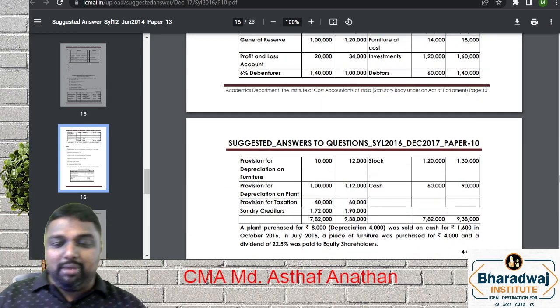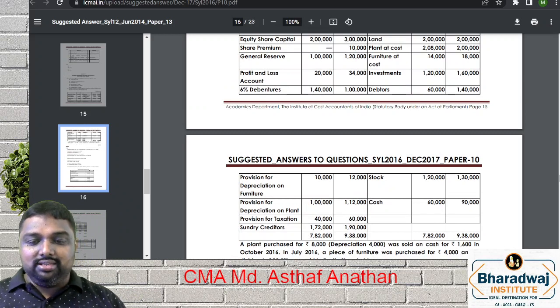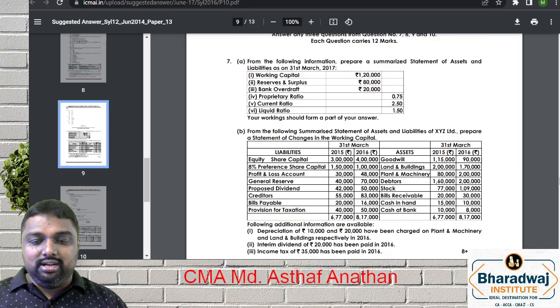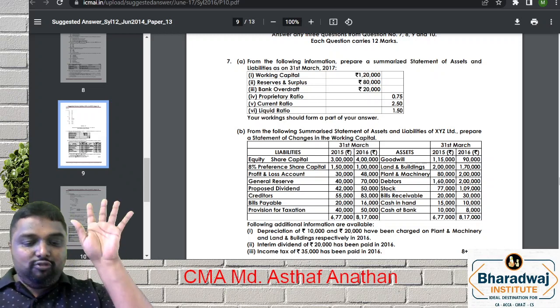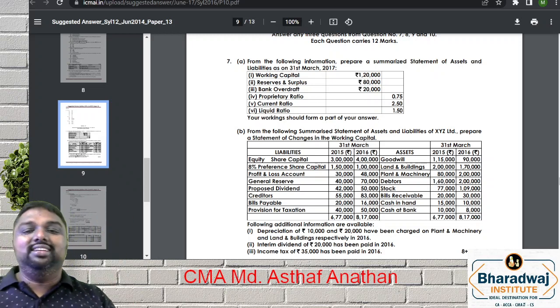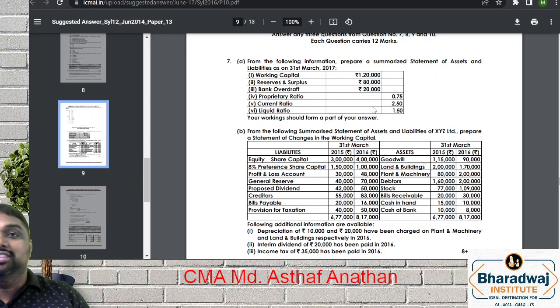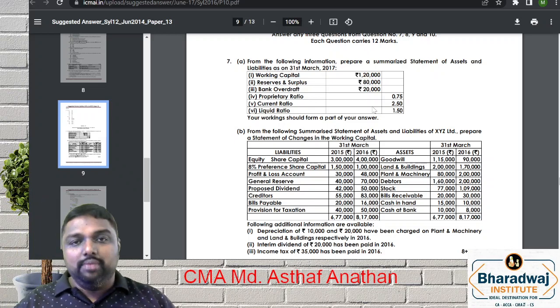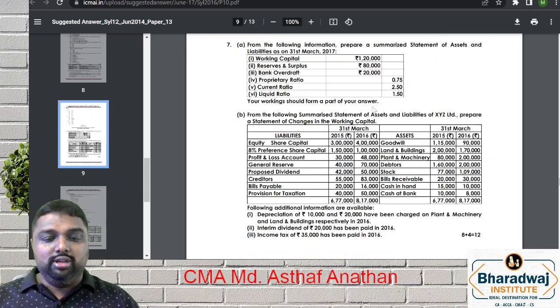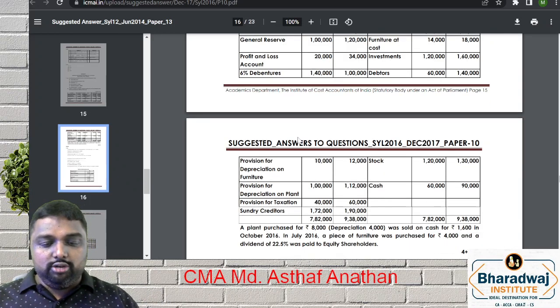See, the numbers are also the same. If you take 60,000, 90,000, here it is a smaller number. But everything is the same, the format everything is the same. Just the numbers change. Since for ratio analysis, not even the number is changing, so you can understand it is the same. Because of that reason, I am not doing these two questions. We'll proceed to the next question.